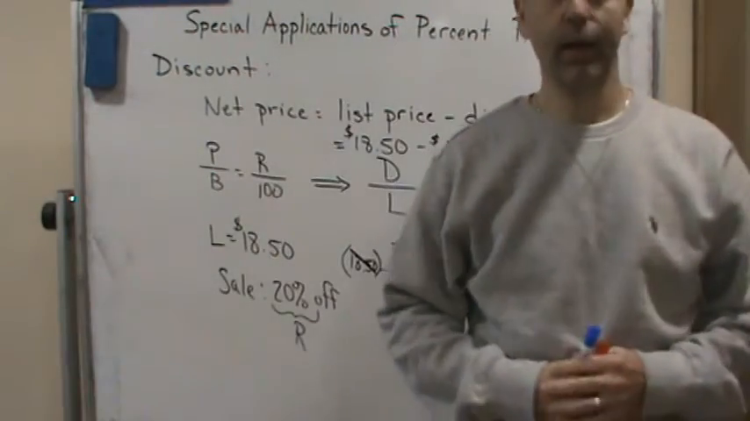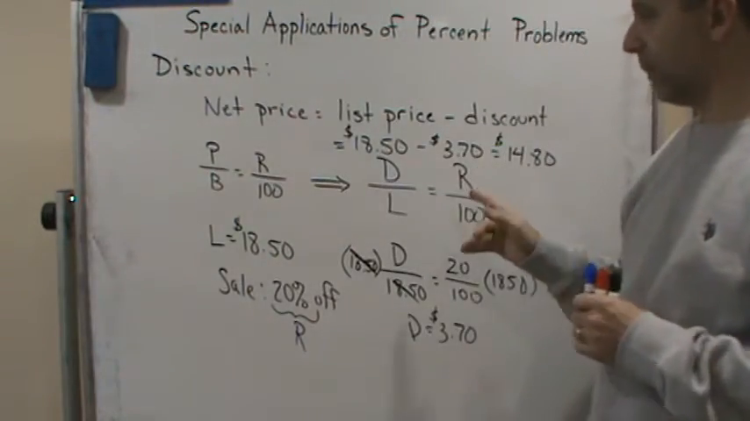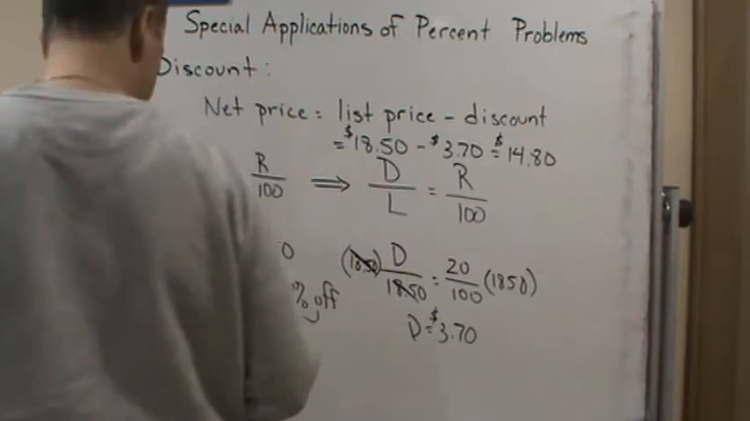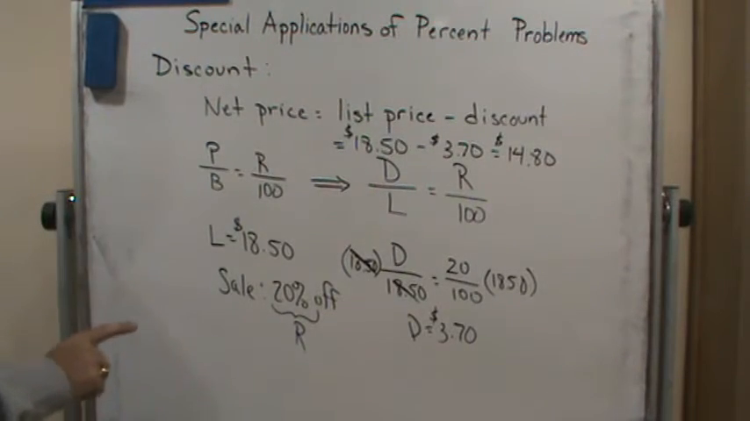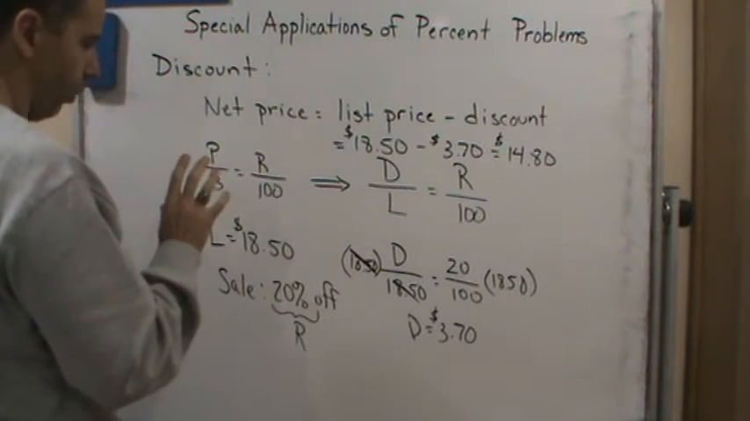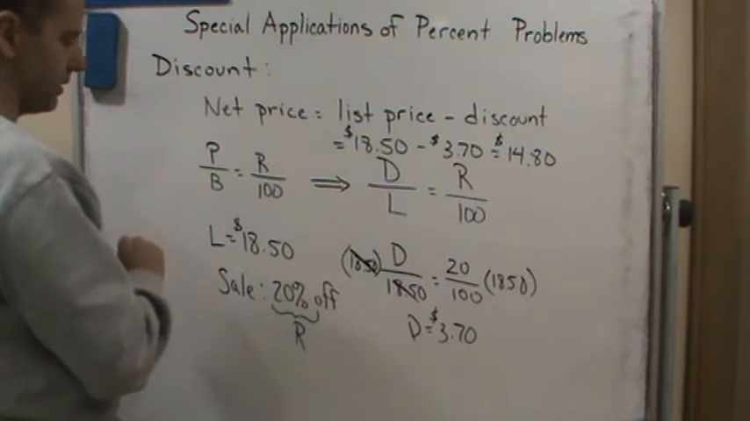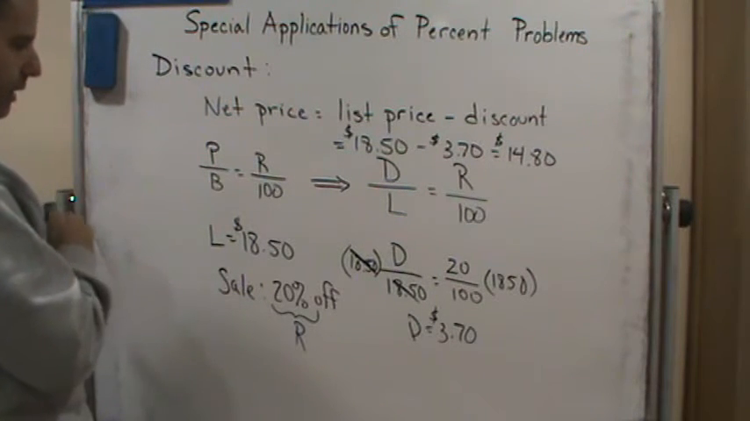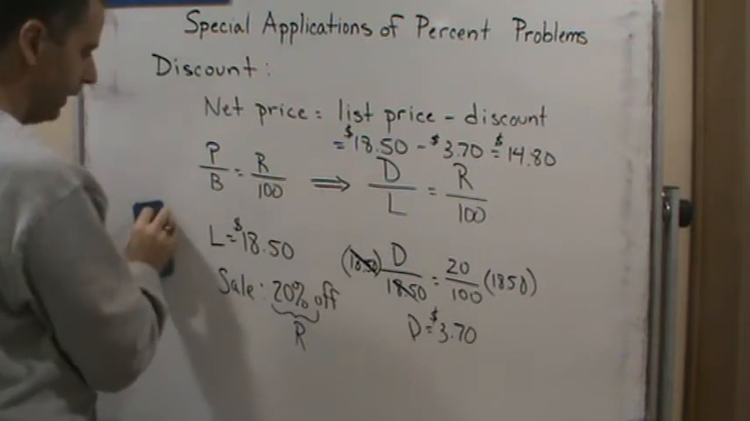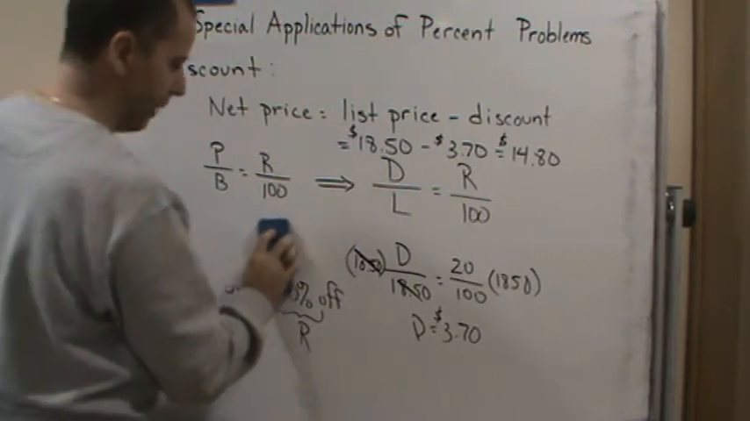Okay, so now we're back. Now I want to come back to this example because there's another way we could have done this. So we can actually set up another proportion. What we can do is get net price in there and relate net price to the list price. And so how would we do that? Well, here's another proportion that you could set up.